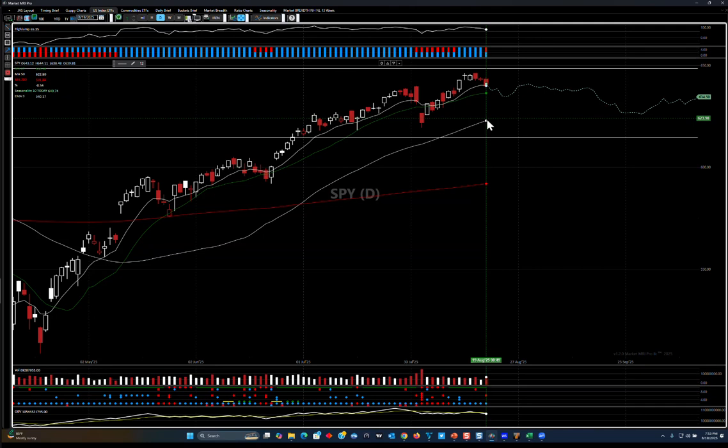And even if it did, if it closed up in the upper left-hand corner, the close was at 639.81 and the 50 is sitting around 622. That's only 3%. I'd be surprised if we don't come down and touch it. A break of the 50, then this becomes at play.